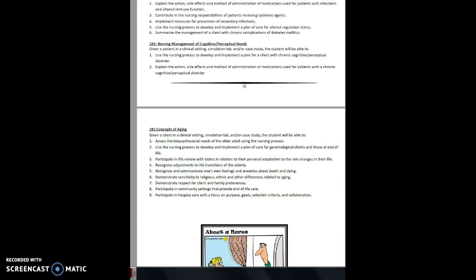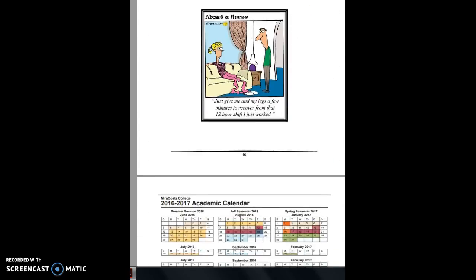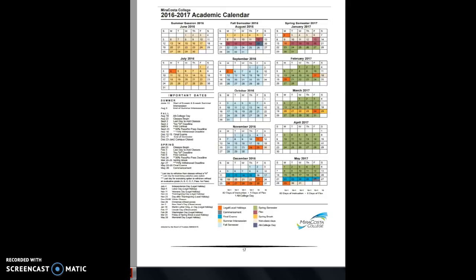Let's keep going down here. I put the academic calendar in here so everybody knows what days are actual college days and what days are holidays. As you can see here, February the 18th is a holiday, so there's no clinical on that Saturday and no clinical on the 25th. Well, none this week. That's spring break. Hallelujah.